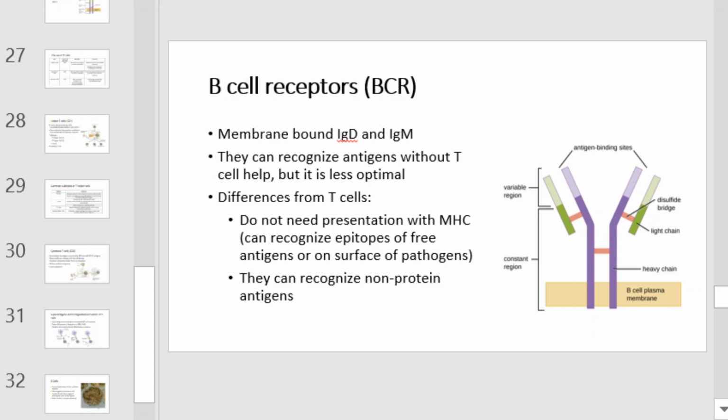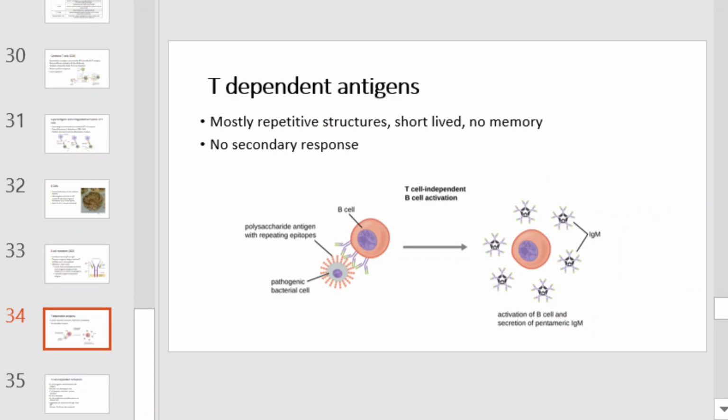This is an illustration of a B cell receptor, or BCR. These receptors are membrane-bound IgD and IgM. They can recognize antigens without T cell help, but it is less optimal. They are different from T cells in that they do not present with MHC, and they can recognize non-protein antigens. T-independent antigens are mostly repetitive structures, short-lived, and have no memory and no secondary response. They are illustrated here.